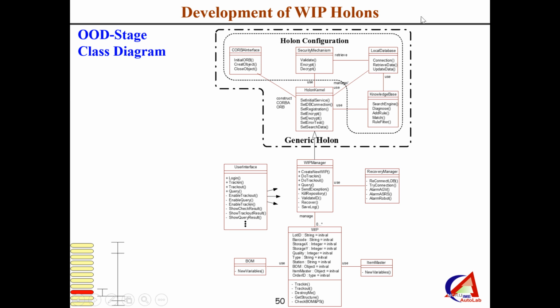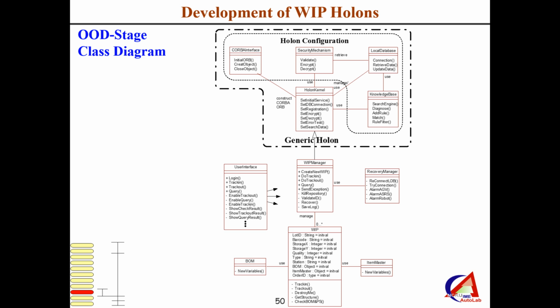So you see here is the generic Holon. We just inherit the generic Holon, and you see this is the Holon kernel, and the CORBA interface, security, local database, etc. Right? Those are the class diagrams of the generic Holon. So you just inherit it. Then you will have those 4 functions, and the other 4 functions you need to design for the whip Holon. Right? So you just finish the design.